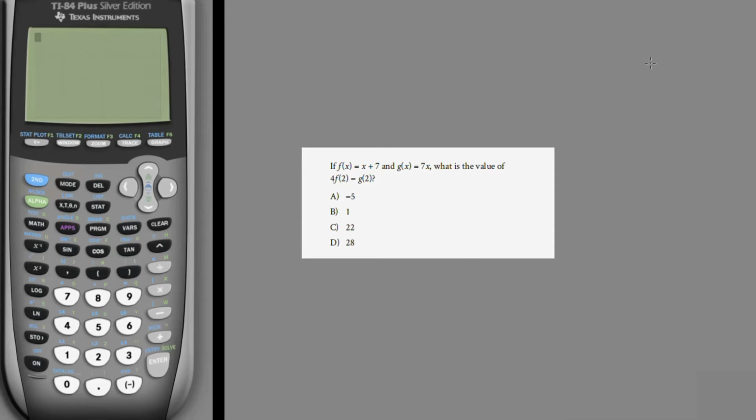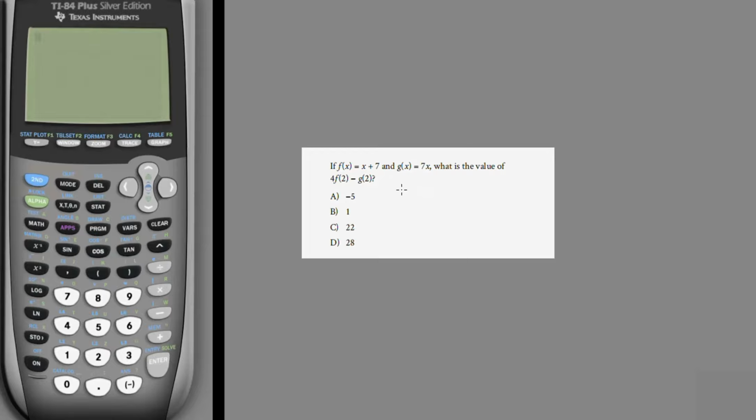Let's look at the question and see whether it's something we can use the calculator to solve faster. The question says, if f of x equals x plus 7 and g of x equals 7x, what is the value of 4 f of 2 minus g of 2? So guys, this question is another function in algebra. I don't think we need the calculator to solve this faster. Manually we can do it faster. Once you understand the concept, you'll be good to go. So let's do it together.